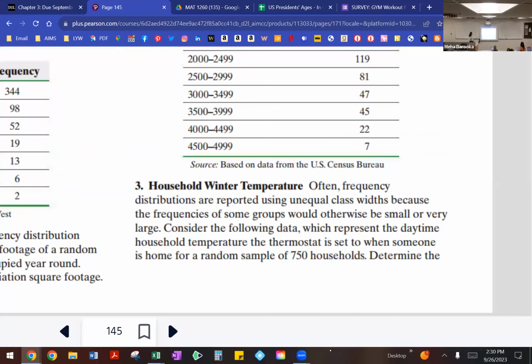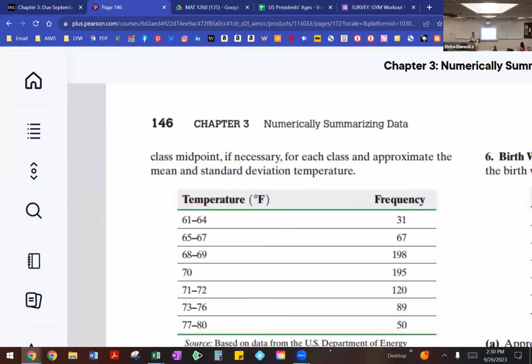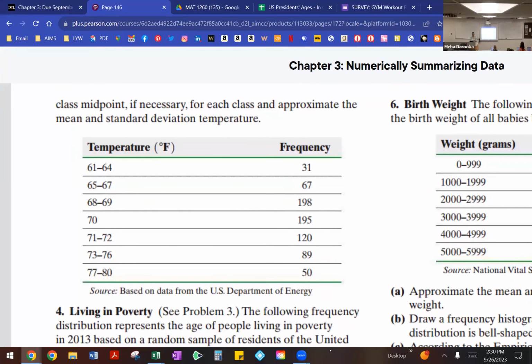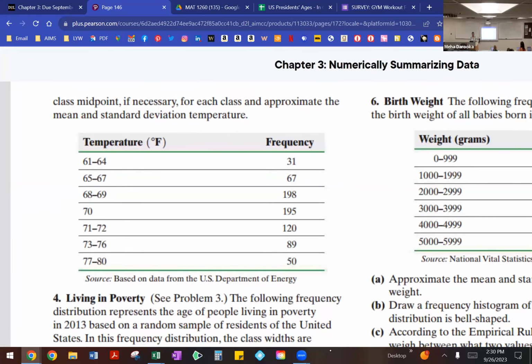Household winter temperature. So often frequency distributions are reported using unequal class widths because the frequencies of some groups would otherwise be small or very large. Considering the following data, which represent the daytime household temperature the thermostat is set to when someone is home for a random sample of 750 households. Determine the class midpoint if necessary for each class and the approximate mean and standard deviation.